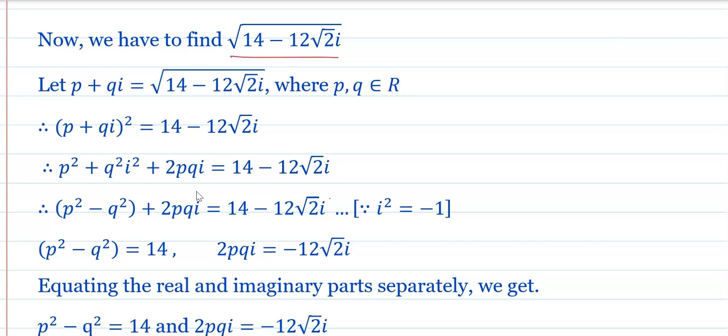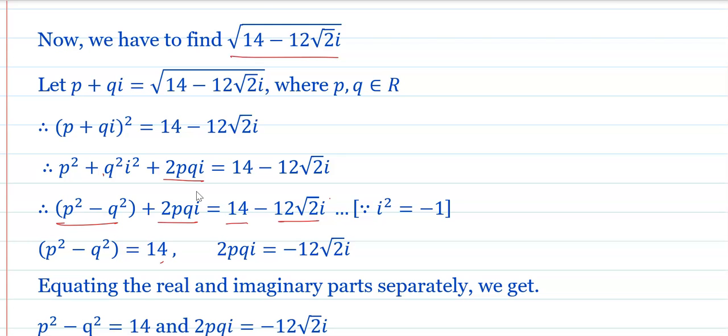Now again the real and imaginary parts. What is that? i square is minus 1. Therefore, you will get p square minus q square. This is the real part. Now again here, what is 2pqi? It is the imaginary part. Okay, this is the real part and this is the imaginary part. Therefore, p square minus q square means what? It is 14. And 2pqi is equal to minus 12 root 2i.